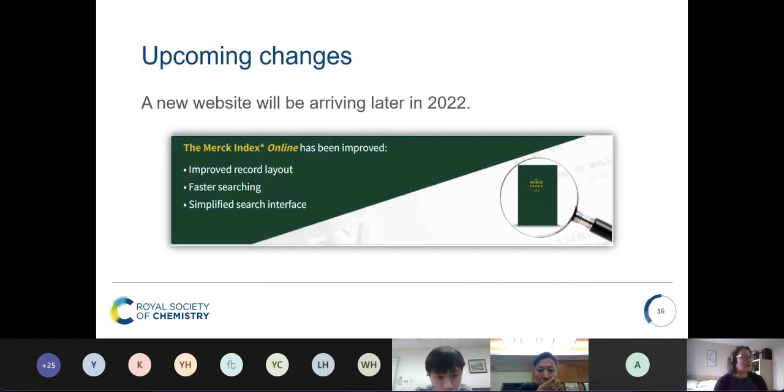So my last things to tell you about are changes that are coming to MerckIndex Online. We have a new website that is currently in development, and it should be arriving later in 2022. Now, the content of the MerckIndex Online is not changing. All that we have done is essentially improve the user experience in terms of searching and in terms of being able to read records. And this new website should come into beta very soon. And when it does, when you go to the current website, you will see this green and white banner, and then you can click on that and go through and try out the new website.